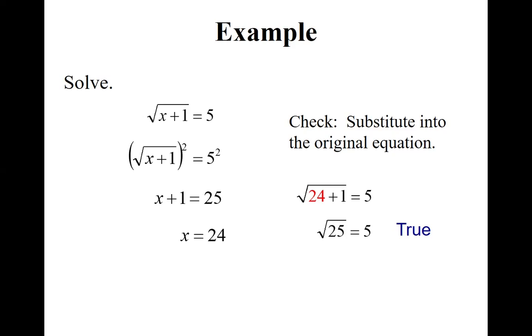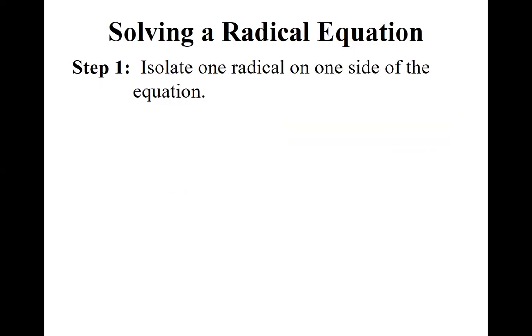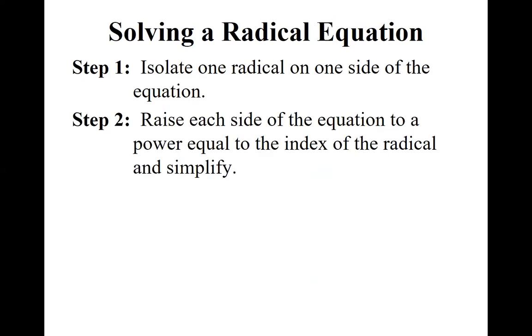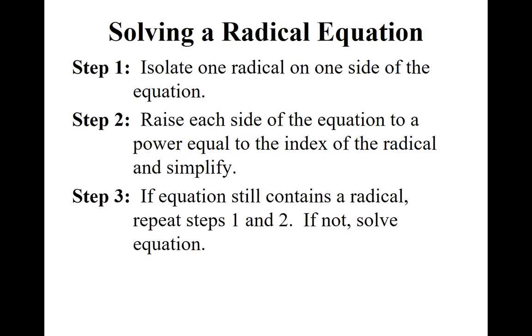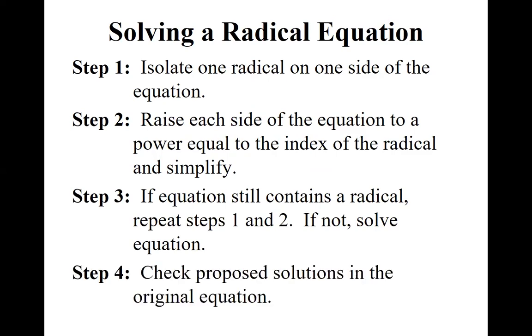So our strategy in all of these is, if we see a radical, get it by itself on one side and then square both sides to get rid of it. Repeat until all of the radicals are gone. Isolate the radical. Raise each side of the equation to whatever power gets rid of the particular radical. Repeat as needed. And don't forget to check. It's not optional on these.